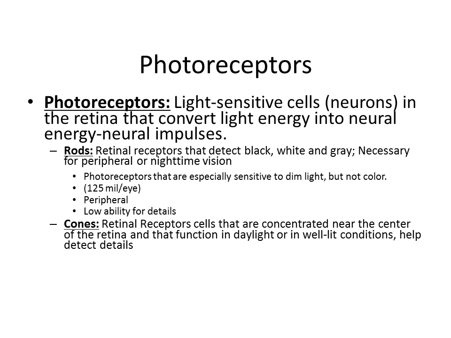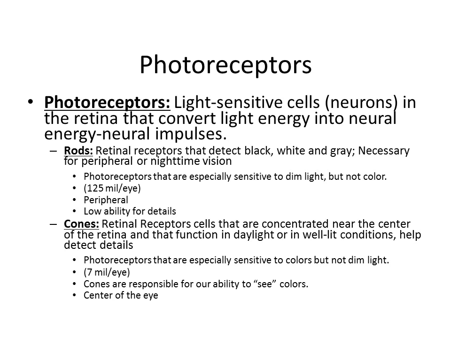Cones then are the retinal receptors that are concentrated near the center of the retina that function in daylight as well as in lit conditions. Our cones help us really identify the different details of things. They're photoreceptors that are usually sensitive to color but not dim light. There are 7 million in an eye, so there's obviously fewer cones.